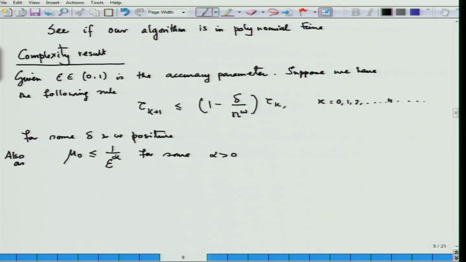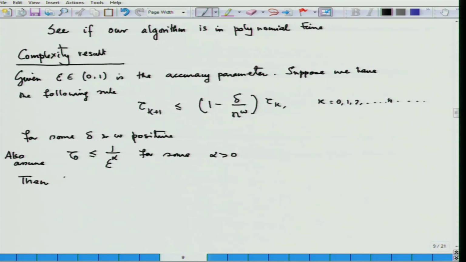So, we are assuming this. We can devise algorithms which will actually follow this sort of property, and that is what we are going to show next, that we can devise an algorithm where these properties are followed. So, mu naught is less than equal to 1 by alpha for some alpha strictly bigger than 0. Then we are telling, then not mu naught, I am making a mistake, it is tau naught.